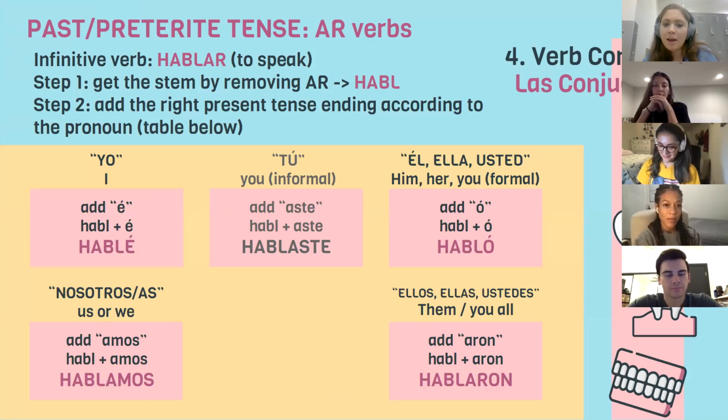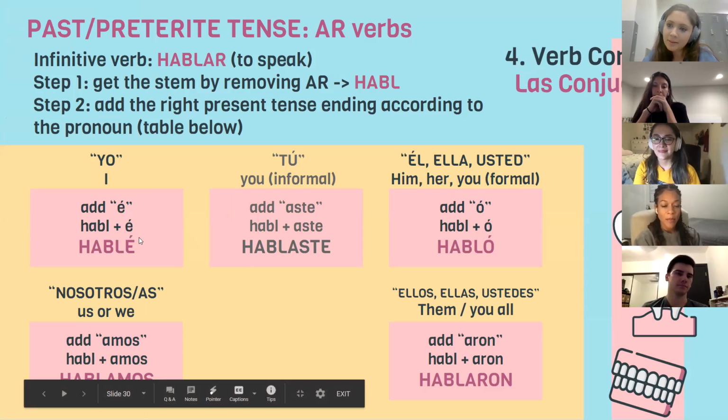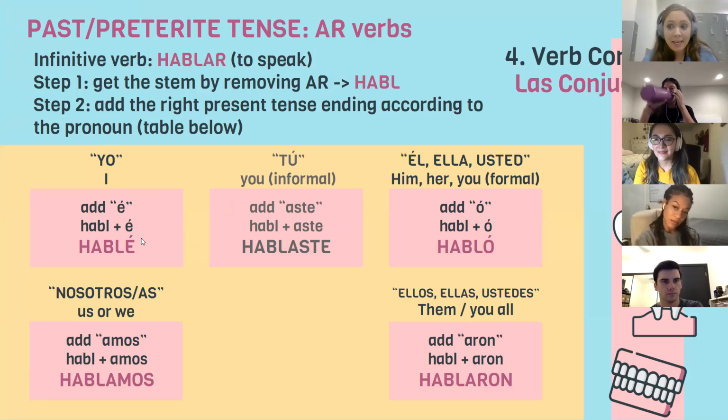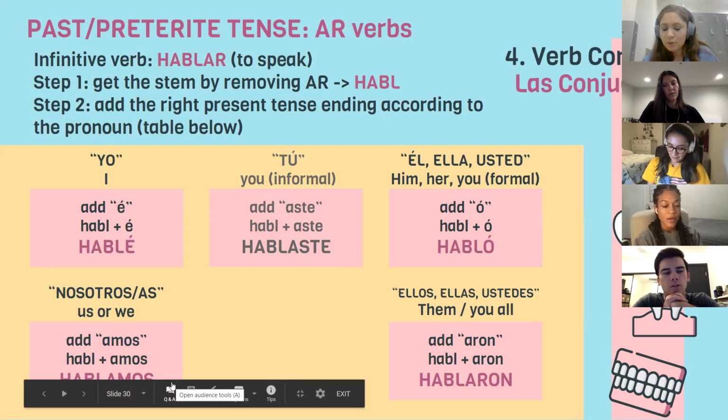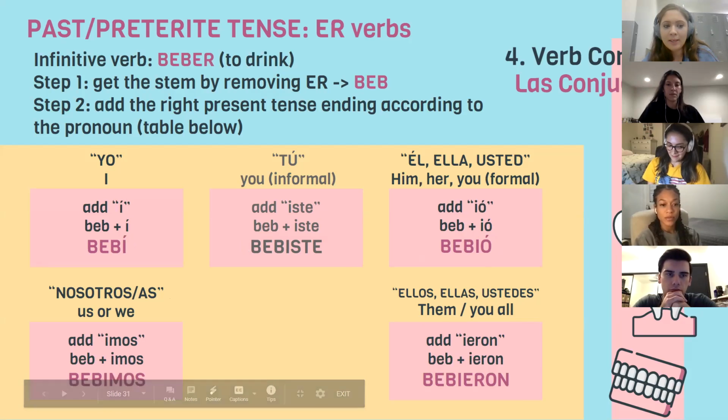In the past, you will see a lot of little accents, because you're going to put a bit more emphasis there. So, yo hablé, which is I spoke. Tú hablaste. Usted habló. Nosotros hablamos. Ustedes hablaron. Perfect. And here's the ER verb.